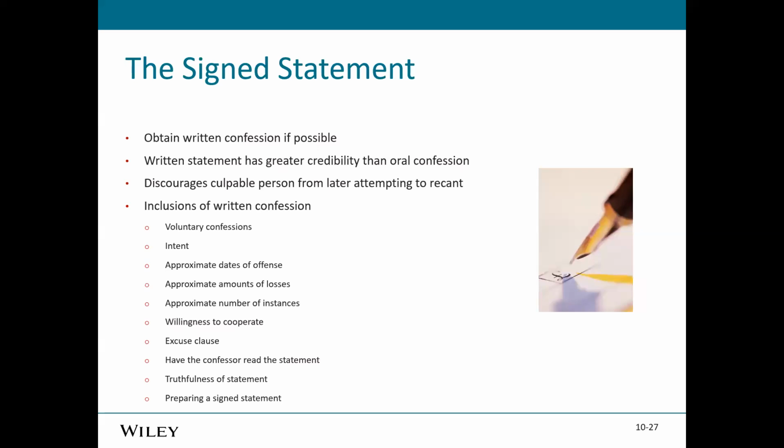We want them to tell us that it was a voluntary confession and was not coerced, when it happened, how much, how many times, and that they are willing to cooperate. So these are just some of the things that we're trying to get into that written statement.